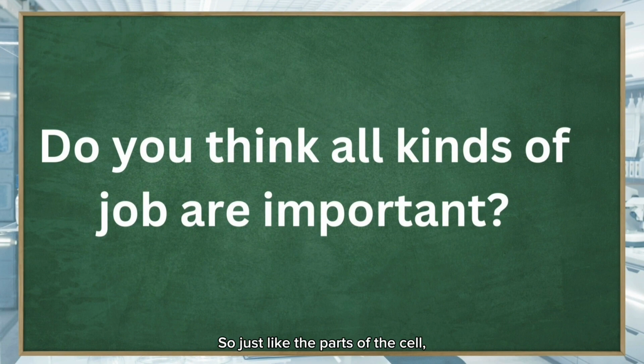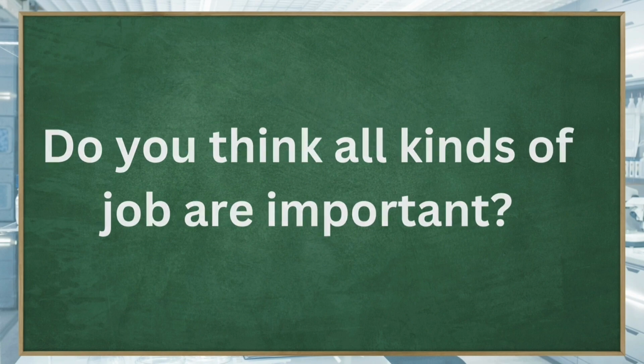So just like the parts of the cell, do you think all kinds of jobs are important? Yes, so different jobs contribute to the overall functions of a society. Just like the organelles being essential for the functioning of the animal cell, different jobs are also important for the well-being of a society. Now, class, when we learn about the animal cell, we are also discovering how tiny things keep life going. So every part has a job, showing us that even the smallest things have a purpose in life.